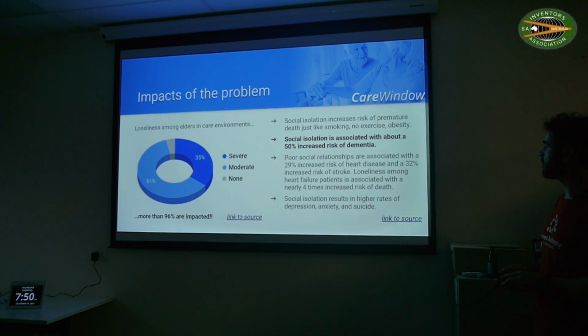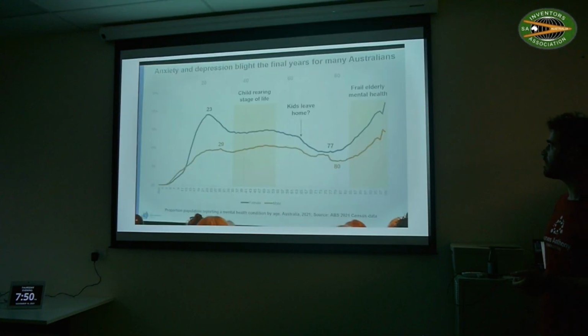So the number of people, it's pretty much the same statistics here, but it really adds up to about two thirds with moderate and one third with severe loneliness in aged care environments, which means most people in aged care environments are impacted in some fashion. Because aged care environments self-select first for people who are less able to reach out to their family, travel to their family, or communicate with their family. And so because of that, we have this startling statistic of about 96% impacted.